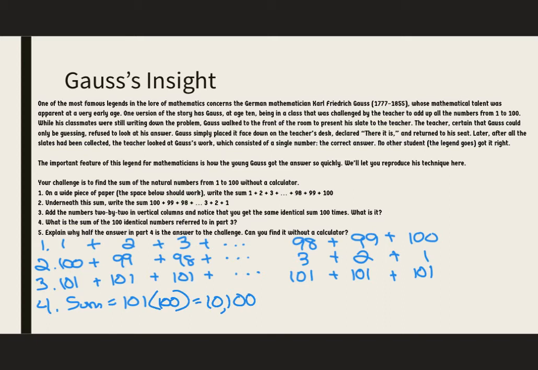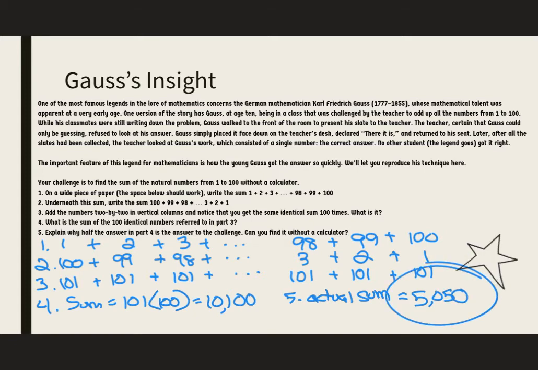Now, step 5 says, explain why half of the answer in part 4 is the actual answer to the challenge. Now, we don't need a calculator for this. Step 5 is saying the actual sum is half of that, because we added the second row just to help us calculate that. So half of 10,000 is 5,000. Half of 100 is 50. And that is the actual sum of the numbers 1 through 100. So we'll use that and create a formula from that.